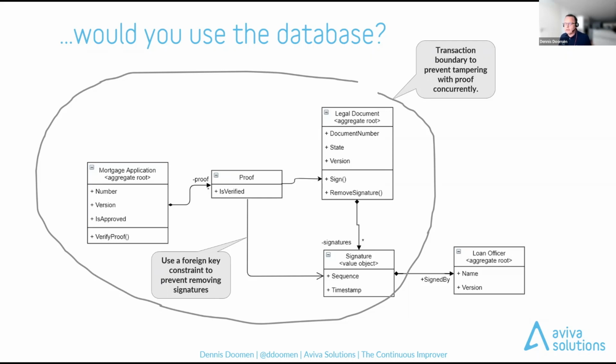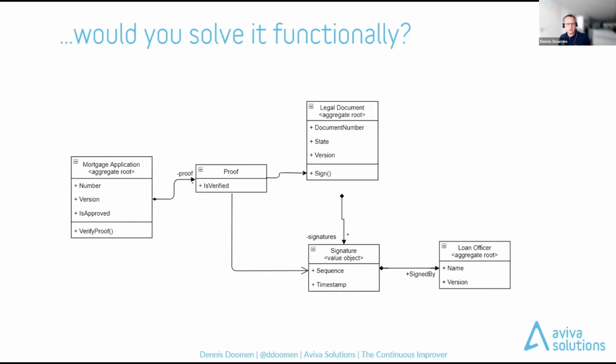Maybe you don't want to use the database. Maybe you use a NoSQL solution which doesn't have transactional boundaries or doesn't understand foreign keys. Maybe we can actually solve it functionally. How? Well, by just not exposing a method on the legal document to remove a signature. Also perfectly okay. Depends on the context, of course. Depends on the particular system that you're building. But this is perfectly okay.